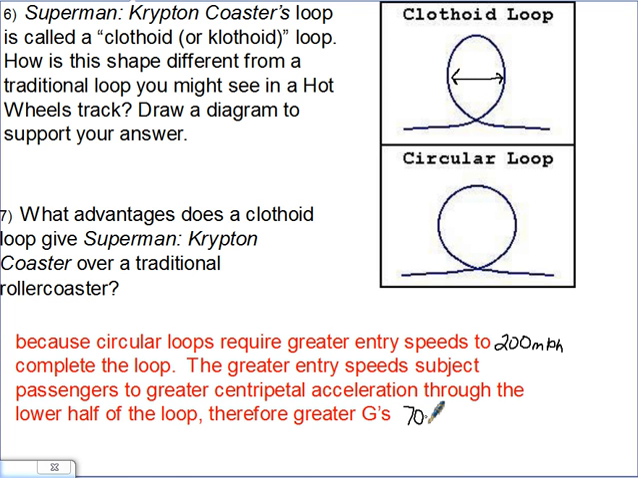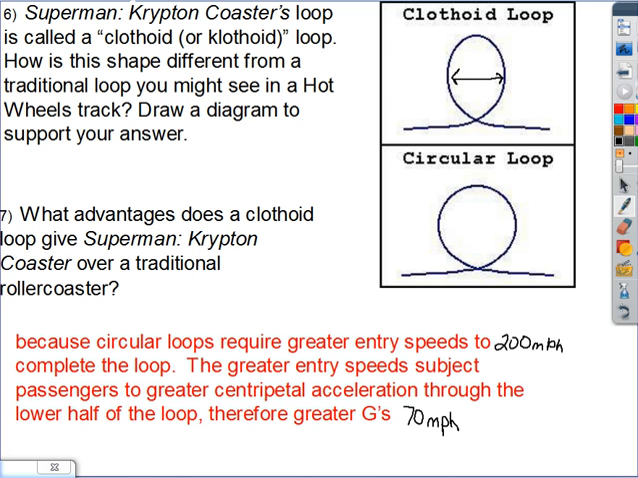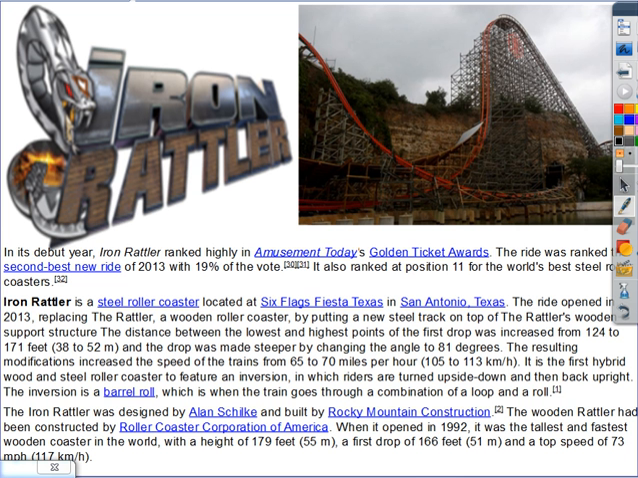So you can see that if you try to go 200 miles an hour on a roller coaster, the car would never stay on the track. We'd all die. So this is important for them to use this kind of loop to keep us alive and keep us safe. Okay, now the Iron Rattler. Again, watch the video.